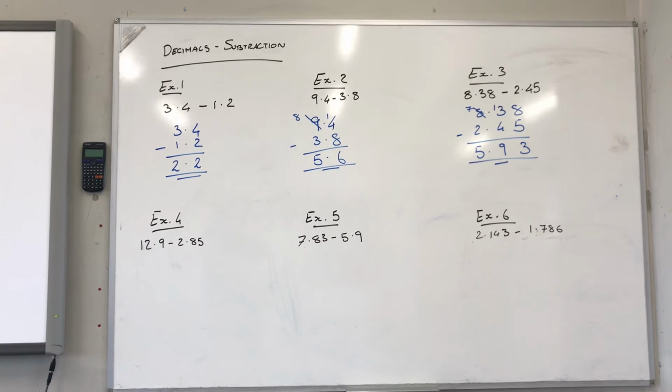Question 4 and 5 are really similar. We just need to make sure that we fill in the gaps with zeros when we don't have the correct number of place value parts. Otherwise we're going to make a mistake. So we just set it up properly, making sure tens are above tens, units above units, tenths are above tenths, hundredths are above hundredths.